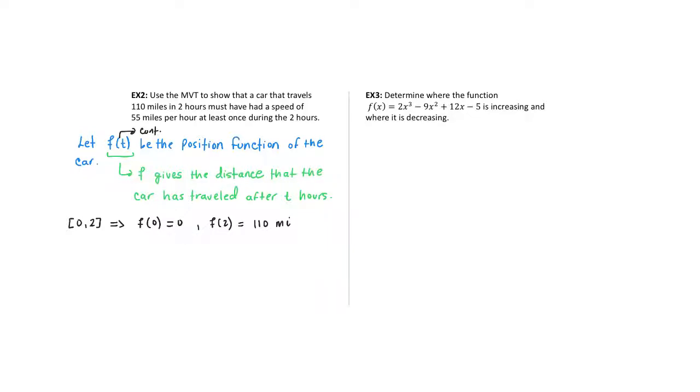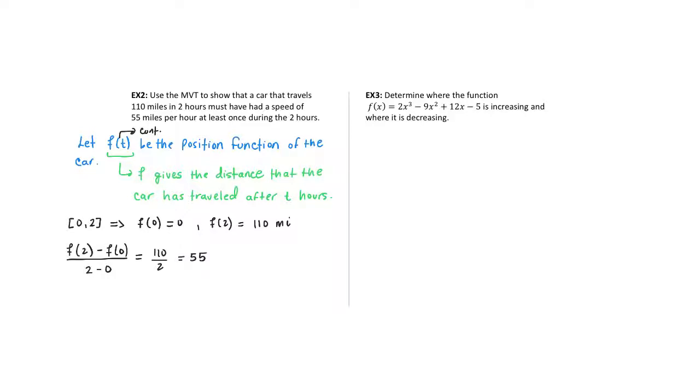Now I'm going to go ahead and calculate the average speed, like the slope of the secant line. Here I'm going to have f of 2 minus f of 0 divided by 2 minus 0. This is going to be equal to 110 divided by 2, which gives me 55.